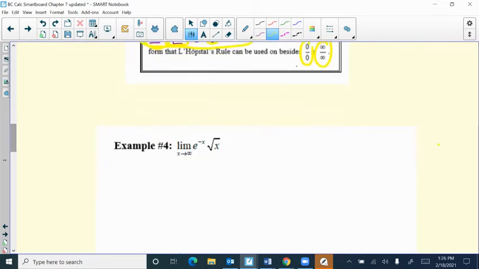So let's maybe do 1 or 2 examples in this video to show how we can use L'Hopital's rule even when we don't have the direct 0 over 0 or infinity over infinity.